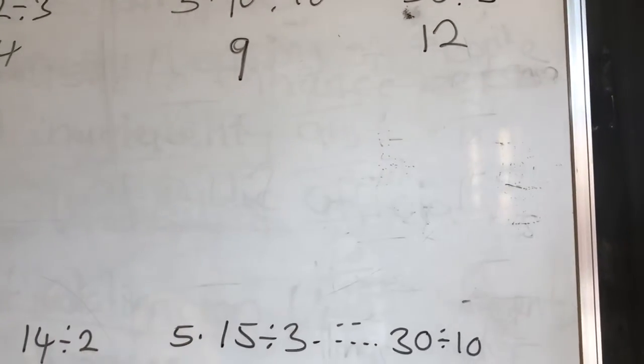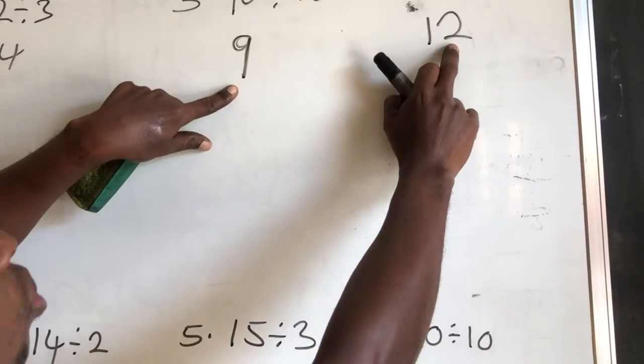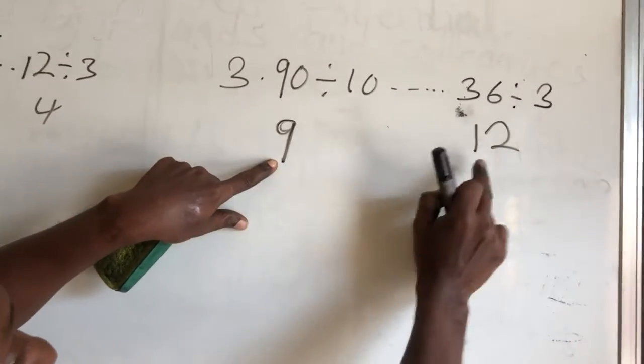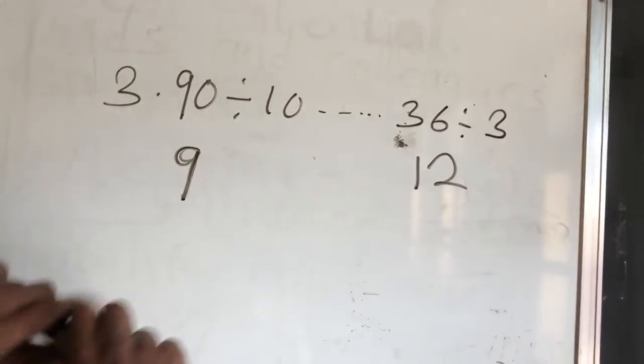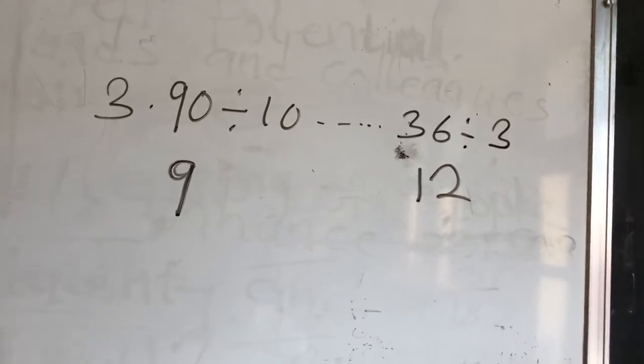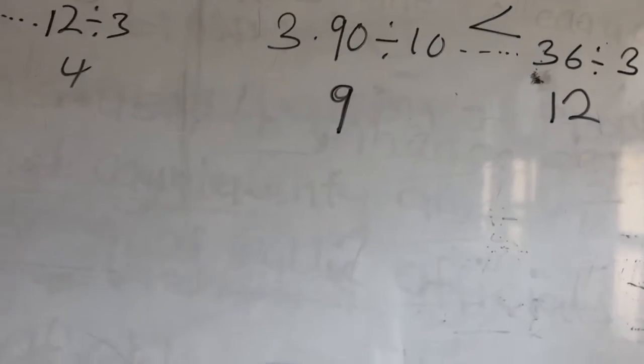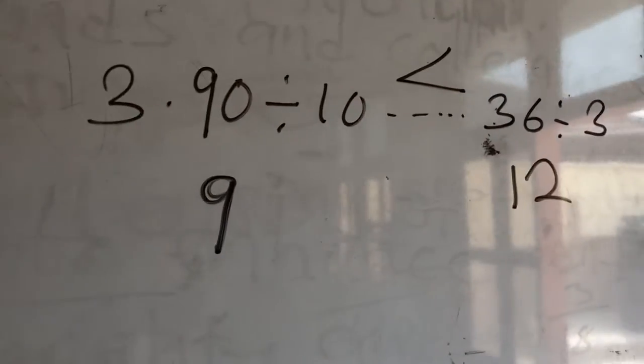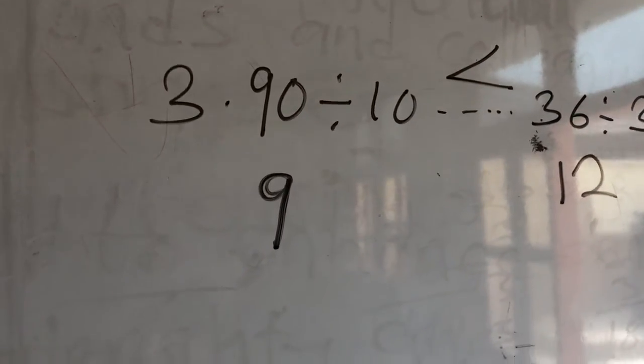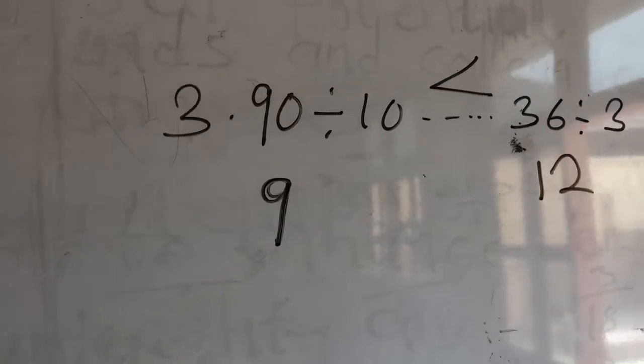Very good. So now let's look at 9 and 12. We can see that 9 is smaller than 12. So we say 9 is less than 12. So we use our less than sign. Very good.